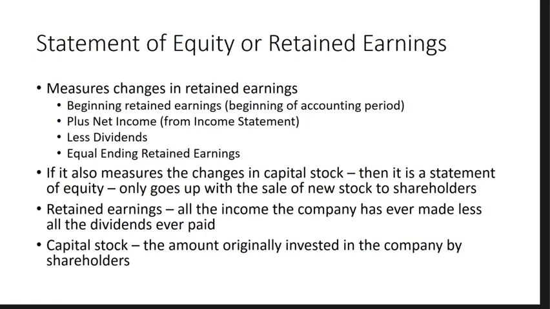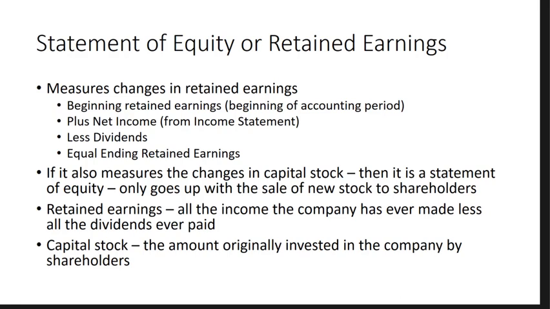So next is the statement of equity or retained earnings. There's your formula right there on the slide. It measures changes in retained earnings. You have a beginning retained earnings, or if you're going to do both retained earnings and capital stock, you'd have two columns. Both of them would have a beginning. You would add in your net income from the income statement. You cannot do your statement of equity or retained earnings until you have net income from the income statement. You're going to subtract out dividends.